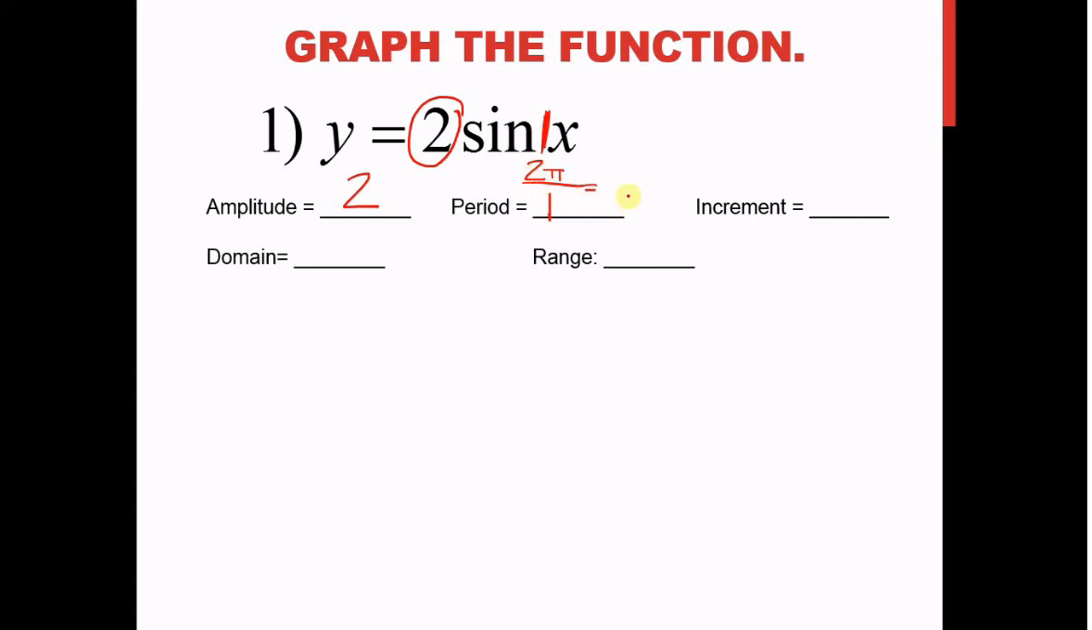So 2 pi divided by 1, that's 2 pi. My increment is my period divided by 4. So 2 pi divided by 4 cancels off. I'll get pi over 2, right? 1 pi over 2. Okay, now here is a word of the wise. You are going to want to have an extra color to be able to graph your amplitude in. So your regular graph can be in your pencil, but have a color for your amplitude.